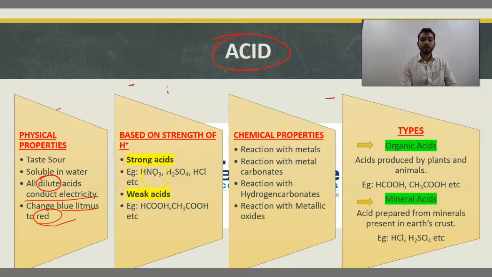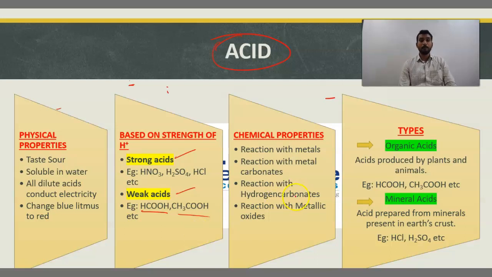Based on the strength of hydrogen ions or hydronium ions, see children, based on the strength of H+ ions, we classify acids into strong acids and weak acids, on the basis of strong and weak. Strong acids are like HNO3, H2SO4, HCl: hydrochloric acid, sulfuric acid, nitric acid. So these all are considered strong acids. Similarly, weak acids are like HCOOH, formic acid, and acetic acid, CH3COOH, etc. So these all are considered weak acids.